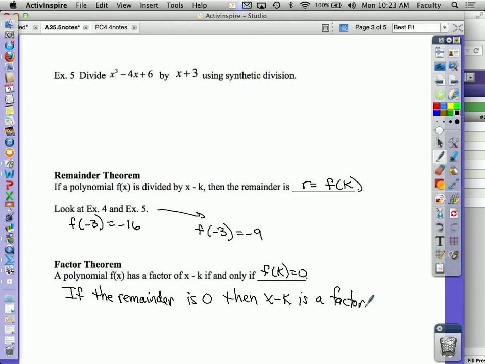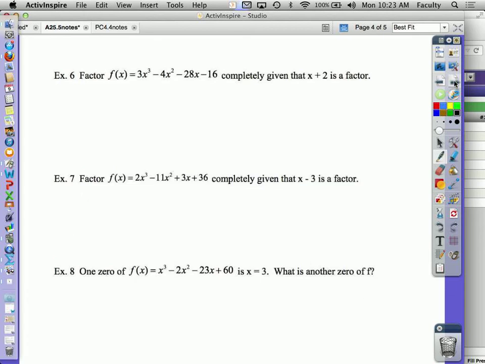This is going to be very, very helpful, very, very important for us. So if you know the remainder is 0, then x minus k is a factor, but if x minus k is a factor, f of k was 0. All right, so let's see that in action.